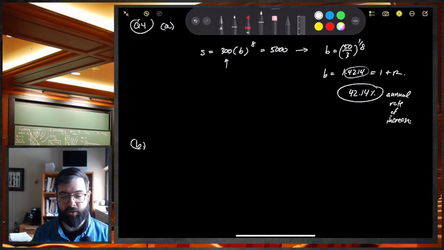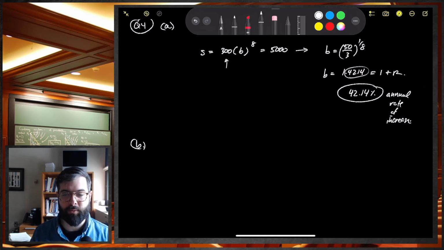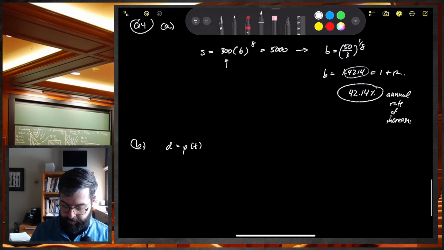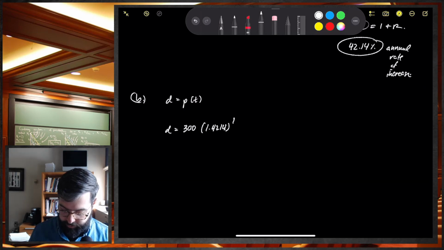For B, it says assume the percent growth remains constant. I think this is where folks maybe took this to mean linear. It's still percent growth, so it's based on how much there is of the quantity. So that means we're talking exponential growth. So we basically have it just by doing this previous problem. So we could say S equals or Q equals whatever. Oh, here it's asking for D equals P of t. That's fine. It was different on the older sheet. So D equals, started with 300 times 1.4214 all to the t.